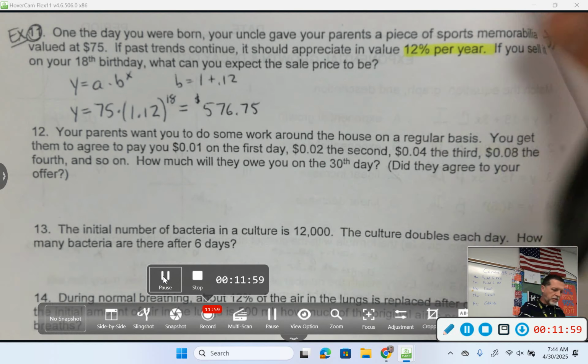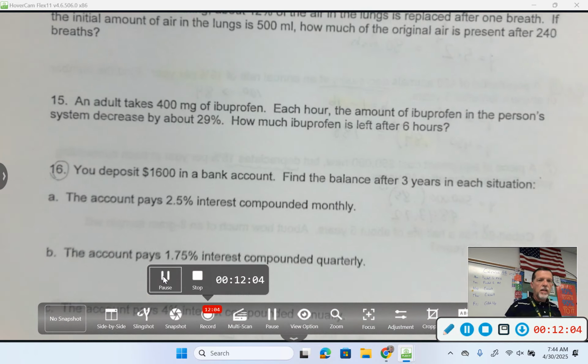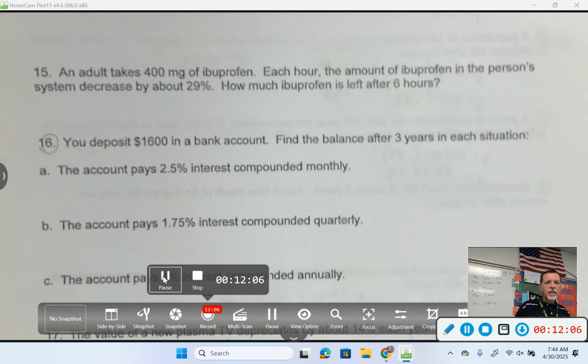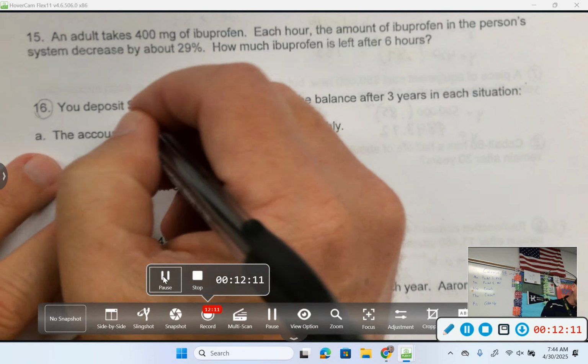Let's skip down to number 16. Number 16. You deposit $1,600 in a bank account. That sounds like a starting point.